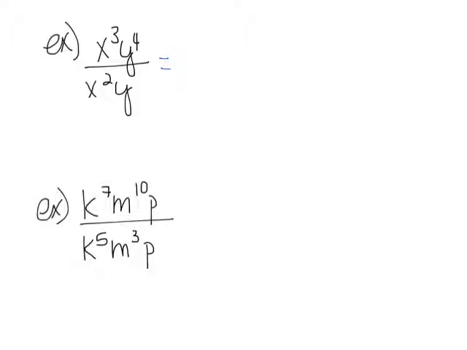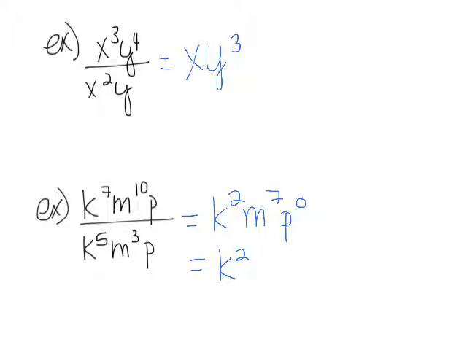So for my first example here, I'm going to get x to the 1st power, so it's just x, times y to the 3rd. And then for my second one, I get k squared, m to the 7th, and p to the 0 power. And anything to the 0 power actually just equals 1, and we'll write that definition down a little bit later. So this really becomes k squared times m to the 7th.